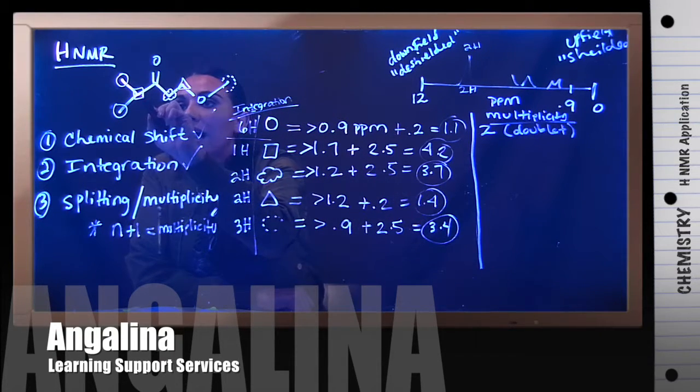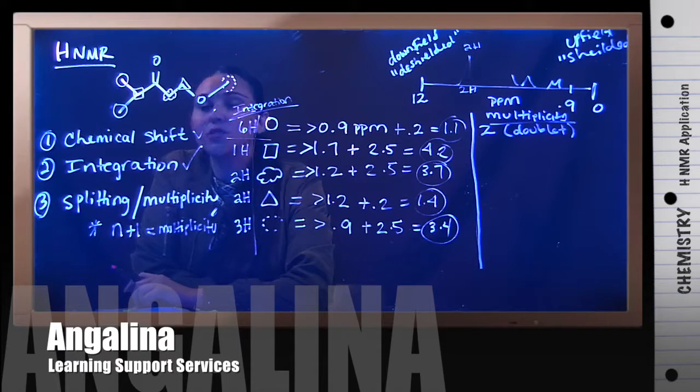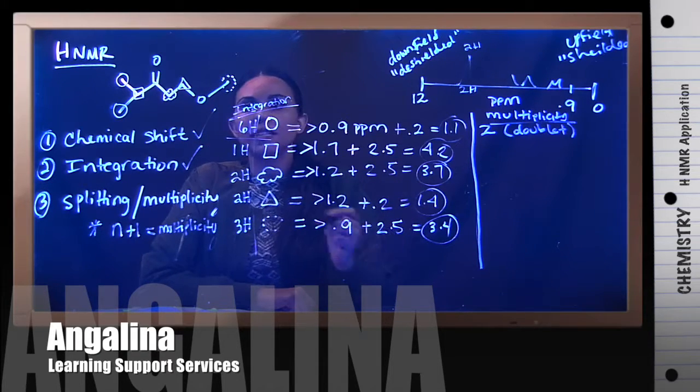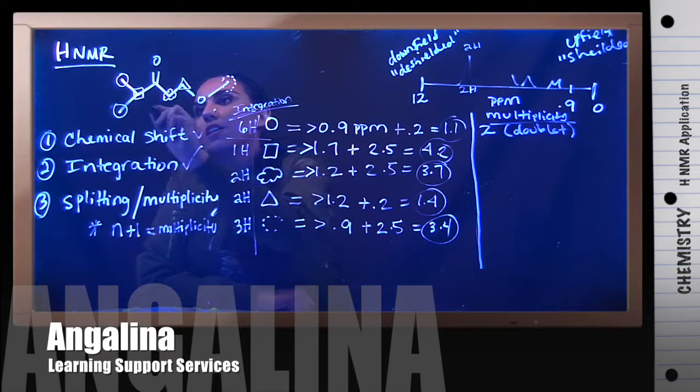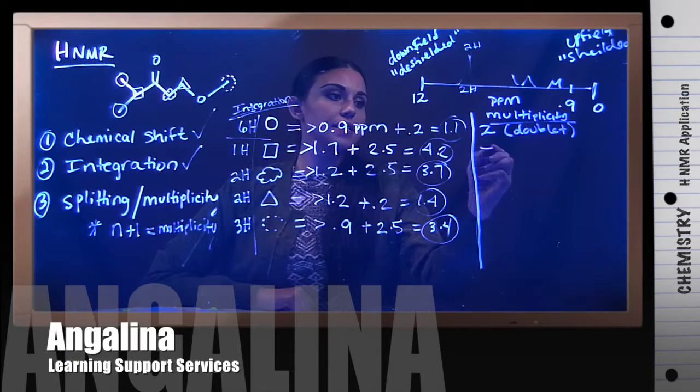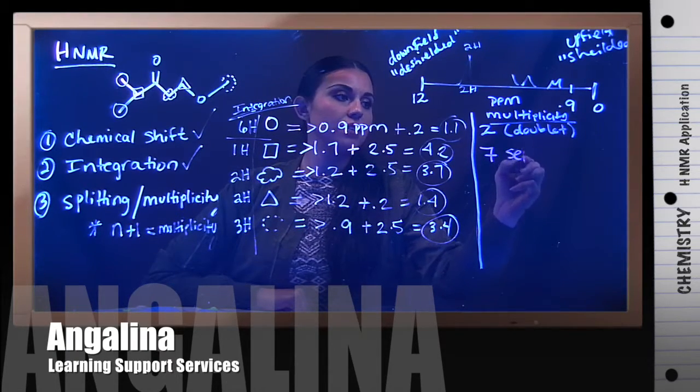This one here has 6 neighbors. So that's expected to see a septet, so that's 7. But usually when you have so many hydrogens around the same area, we see what's called a multiplet. So you might not see 7 exact peaks. You might see kind of like this big mess of peaks. That's what we call a multiplet, and that's because these hydrogens are so close to each other. So this should have 7 signals, which we call a septet, but it might look like a multiplet.